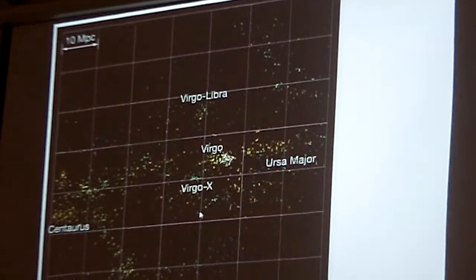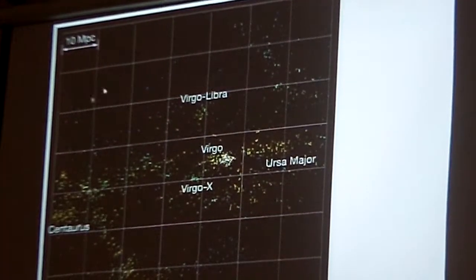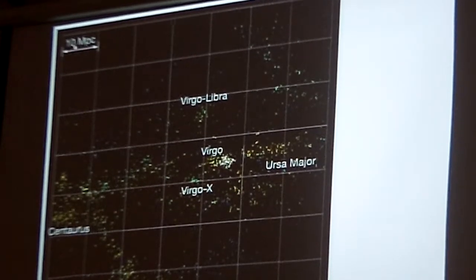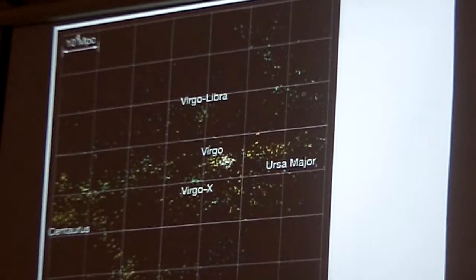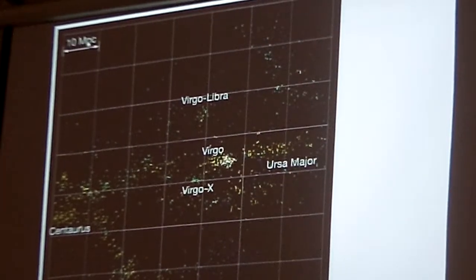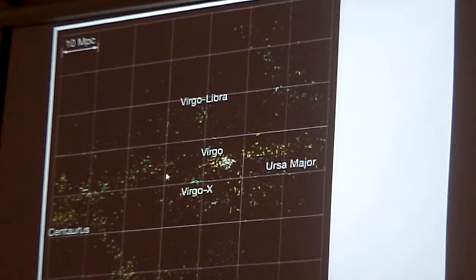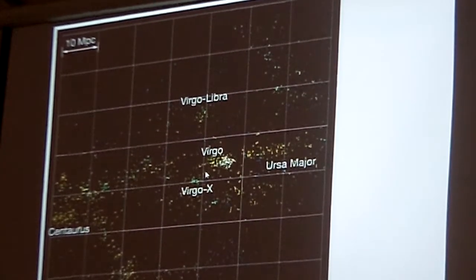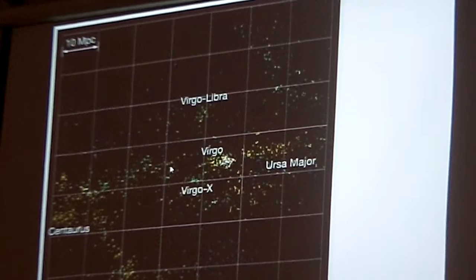Every dot you see here on this page represents a galaxy. And one box is 10 megaparsecs in size. That's 10 million parsecs, which is 33 million light years. So from here to here is 33 million light years.